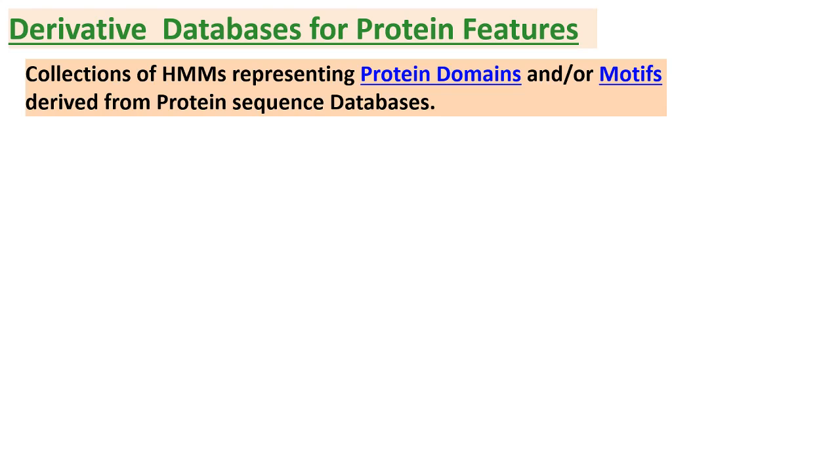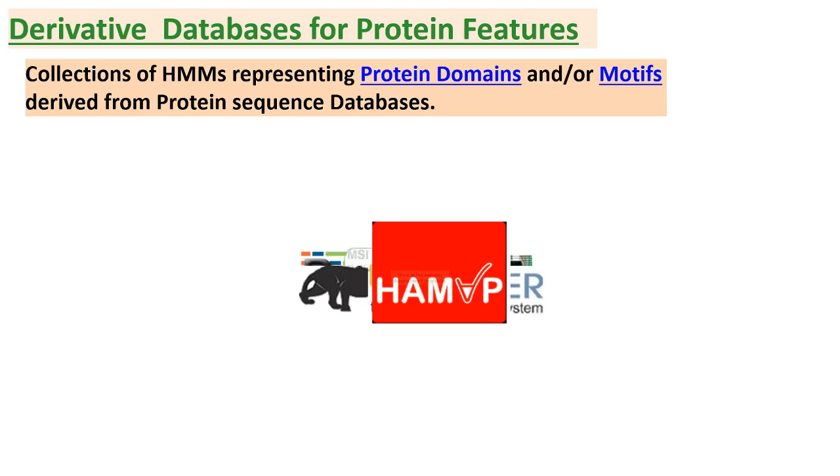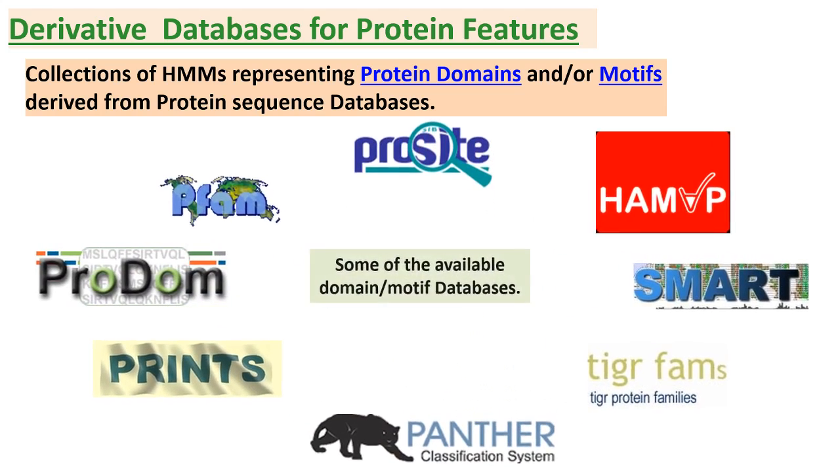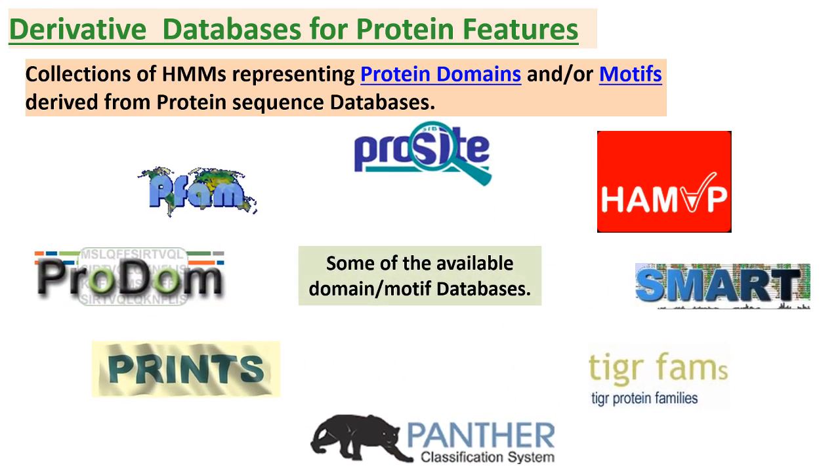Each collection of domain or motif models can then be used to investigate other protein sequences. Each database model being compared along each query sequence in turn. Where there is a significant match, there exists a potential domain or motif. Quality domain or motif databases currently available include those illustrated.